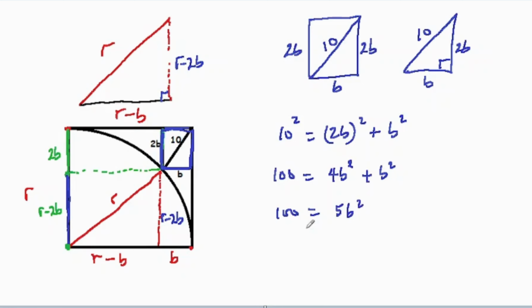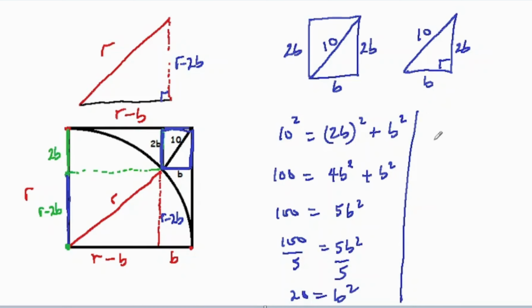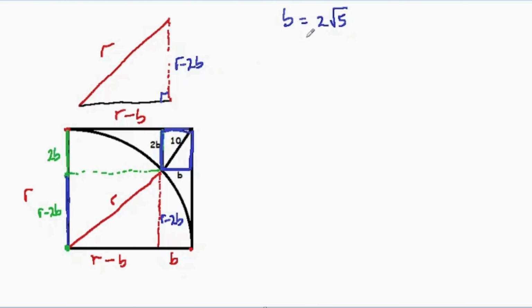So we divide both sides by 5, and that's going to give us 100 divided by 5, and 5B squared divided by 5. So we have 20 is equal to B squared. Okay, so we'll find the square root of both sides of the equation. Square root of 20 and square root of B squared. The square root will cancel the square, and the square root of 20 should give us 2 root 5. So B is actually 2 root 5. Now we know what the value of B is, that's 2 root 5.